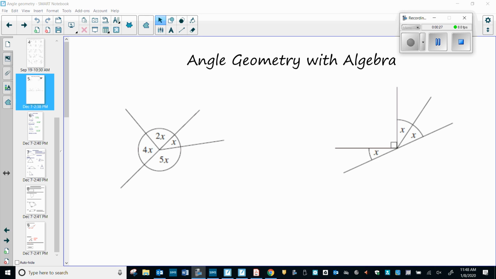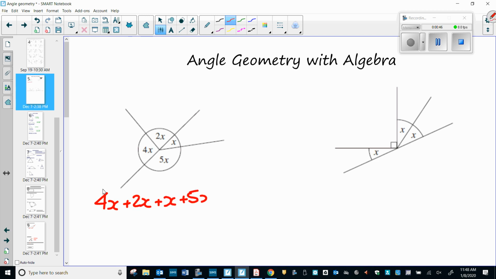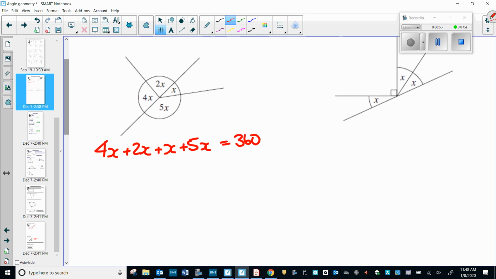So what do we know about these angles in this diagram? Erin? They all add up to equal 360. So I would write 4x plus 2x plus x plus 5x is equal to 360. I've used my geometrical knowledge that these are angles at a point, and I know that they add up to give 360, so I formed myself an equation.